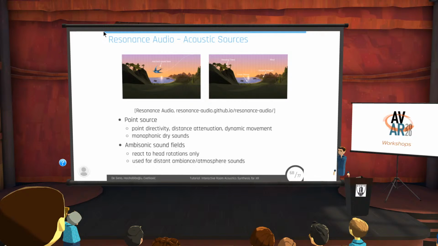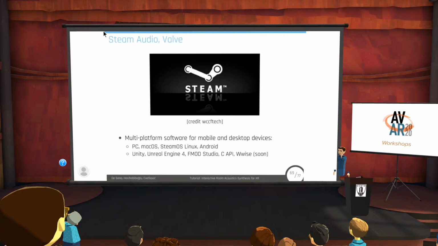In addition to point sources, which are spatialized in real time and for which monophonic dry sounds are used, there is also an option to use the so-called ambisonic sound fields to render distant ambisonic sounds, and that saves some of the computational load. Valve's Steam Audio provides some additional powerful capabilities.